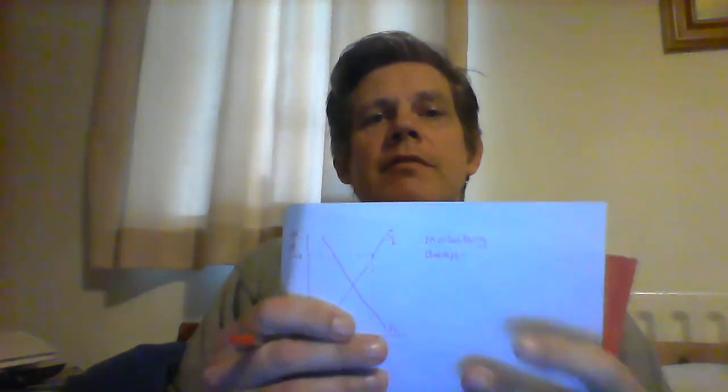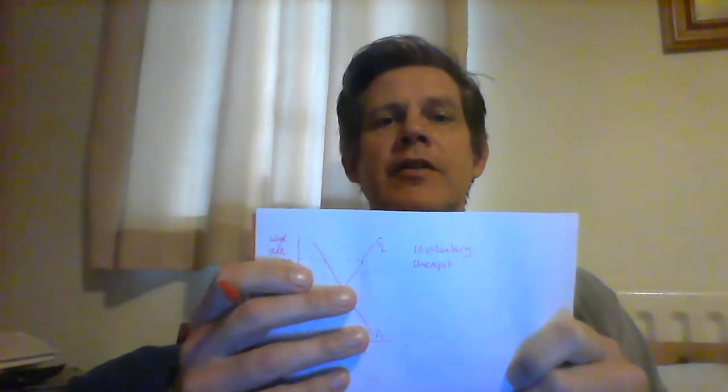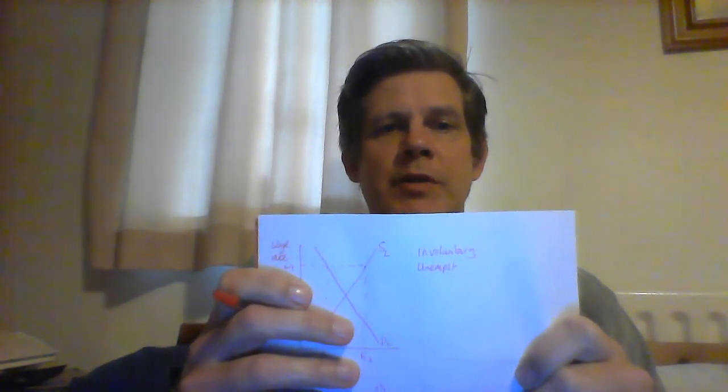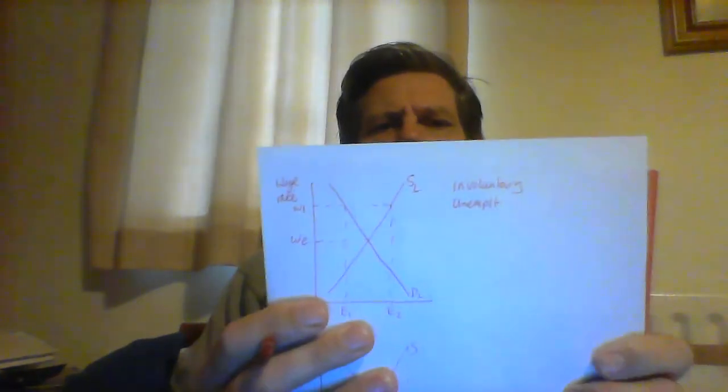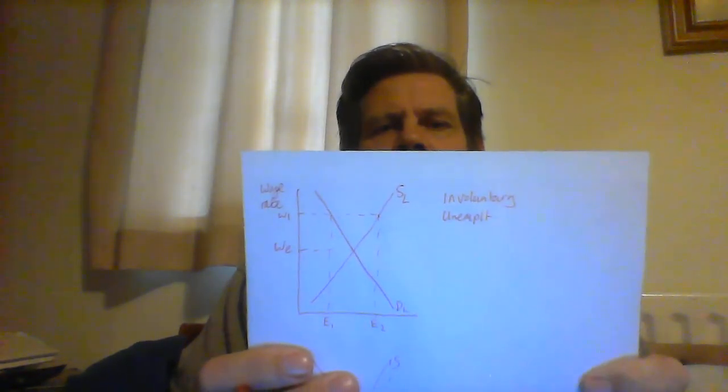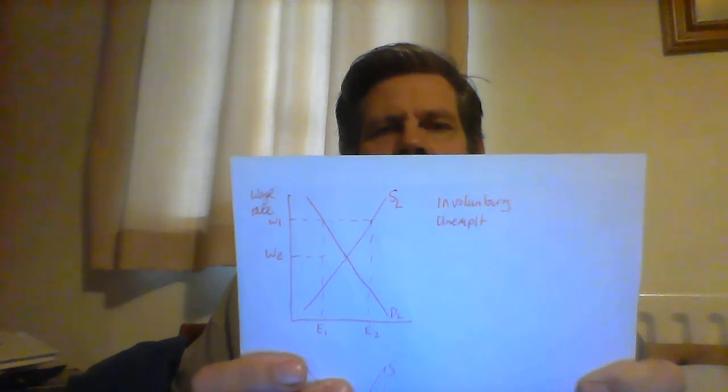So let's have some examples of some of these market imperfections in the labour market. The most obvious one is a minimum wage. Let's imagine, if you see the top diagram there, that the government imposed a minimum wage that was above the market clearing wage. On that top diagram there, the equilibrium wage rate is WE. The government imposes a minimum wage of W1.